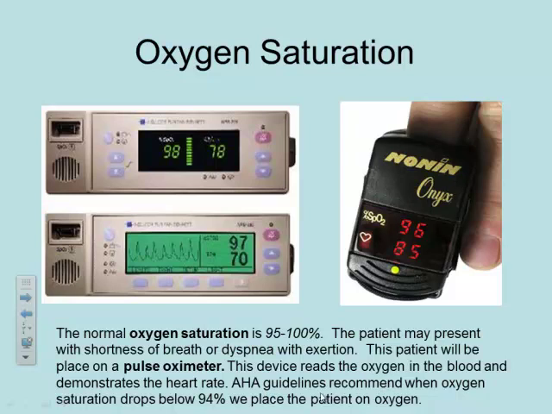So American Heart Association guidelines recommend that when oxygen saturation drops below 94%, we place the patient on oxygen. And this guideline did change from a few years ago. It used to be 92%. So it is now 94%. So when the oxygen sat drops below 94%, we place the patient on supplemental oxygen.